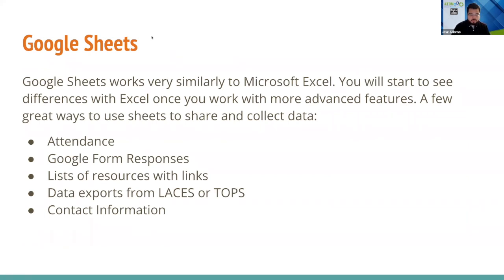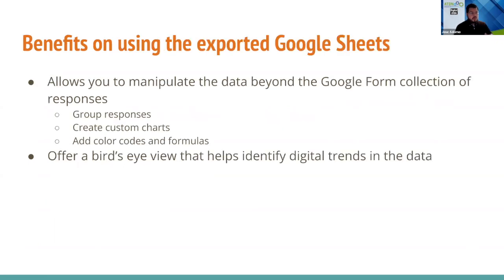So Google Sheets works very similar to Microsoft Excel. You will start to see differences with Excel once you work with more advanced features. A few great ways to use Sheets to share and collect data: you have attendance, Google Form responses, list of resources with links, data exports from LACES or TOPS, and contact information. Based on the answers in the Jamboard, everyone's at least familiar with Google Sheets, or most. You wouldn't see a lot of change with Excel unless you're going into very specific formulas or features.